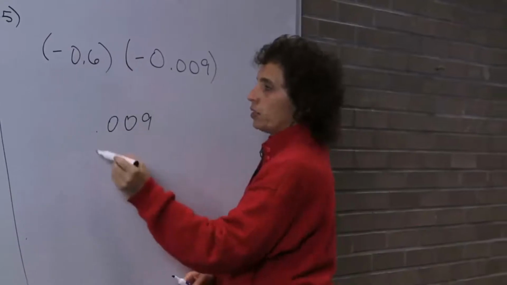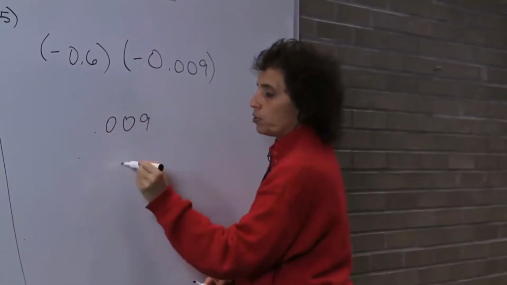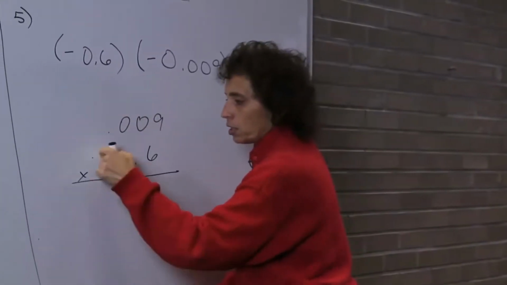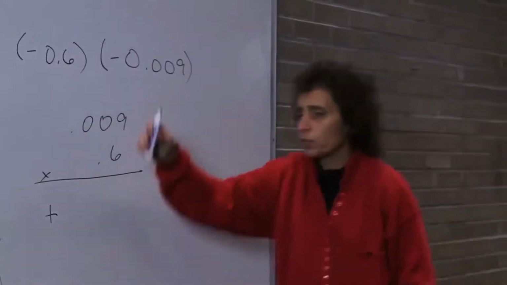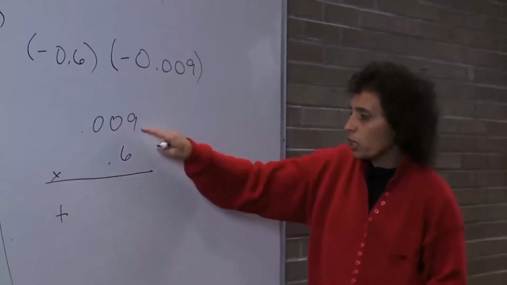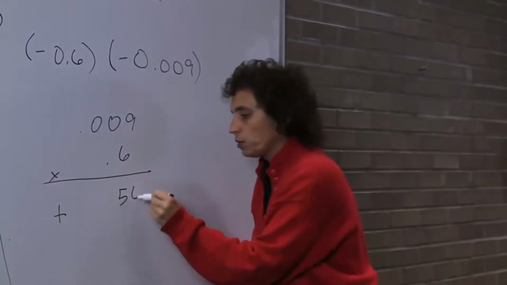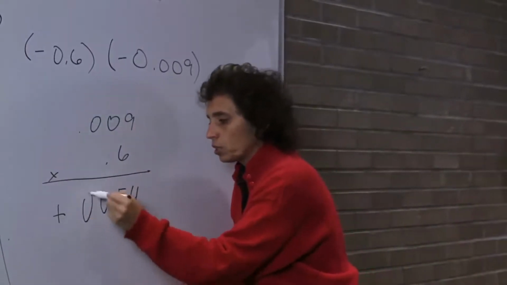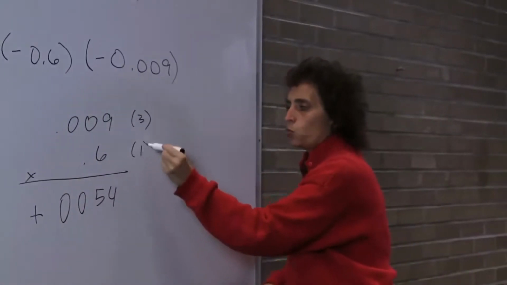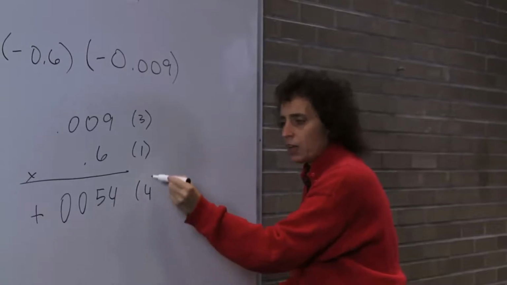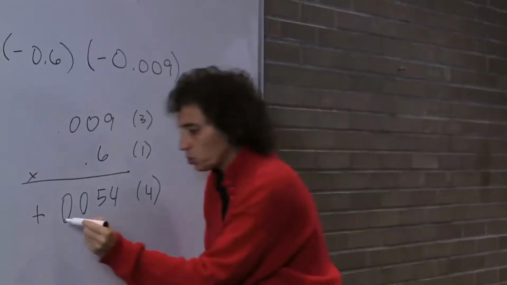0.009, that's negative, times 0.6. They're both negative, so my answer is going to be positive. I'm just leaving out the 0 in the front. Okay, watch. 6 times 9 is 54. 6 times 0 is 0. 6 times 0 is 0. But this is in 3 places. This is in 1 place. My answer's got to be in 4 places. Oh, I see the 4 places already.